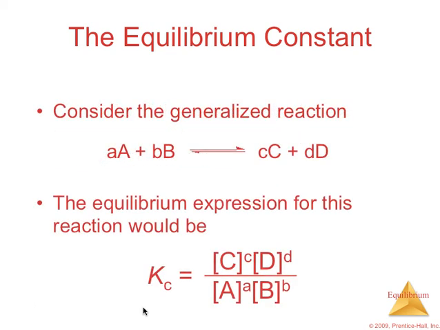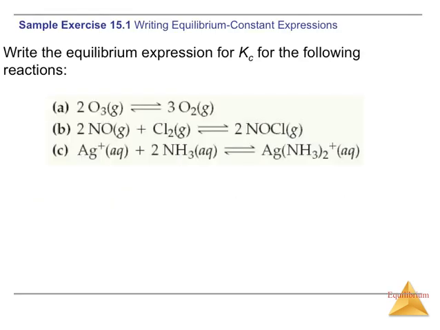So if we look at the general equation with a little a, capital A, the lowercase letters referring to the stoichiometric coefficient, and the capital letters referring to the components or the chemical compounds in the reaction. The general expression is Kc, and then you can look at that, and again, it is products over reactants. So let's get some practice.